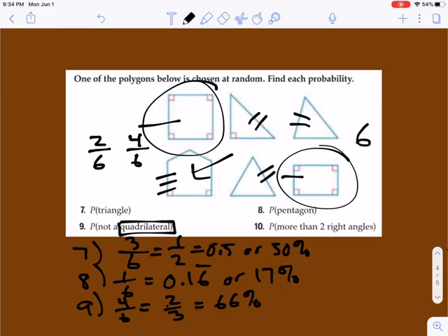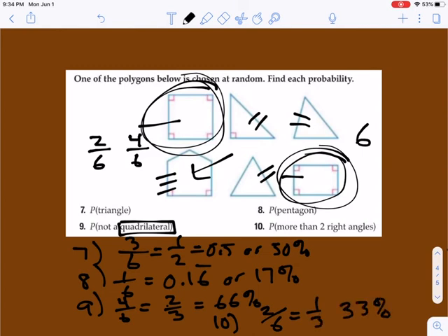All right, and then 10 is the probability of more than 2 right angles. All right, so more than 2 right angles, that would pretty much just be this one and this one. So 2 out of 6, which becomes 1/3, which is, again, 33% or 0.33.